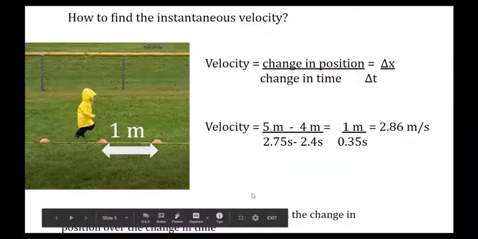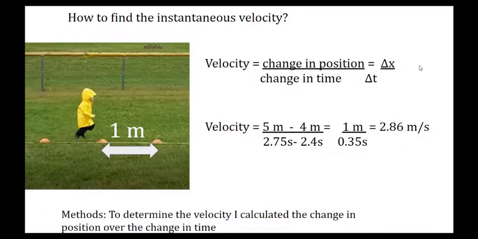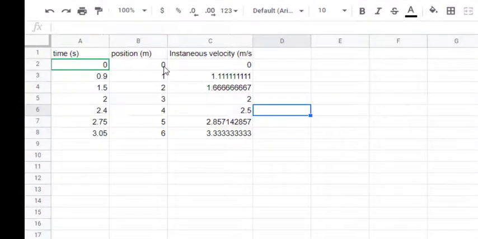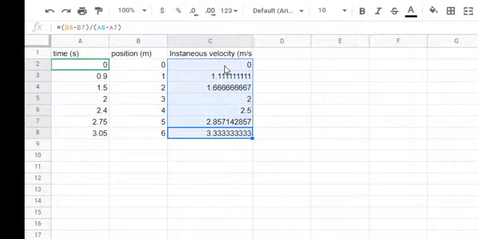So if you were to write in your methods, you would say, to determine the velocity, I calculated the change in position over the change in time. I did this calculation. I figured out what the change in positions over the changes in times are going to be for each position.